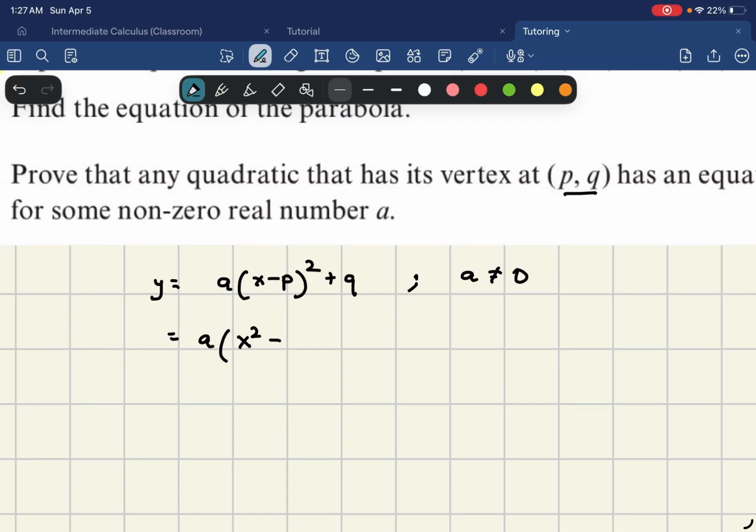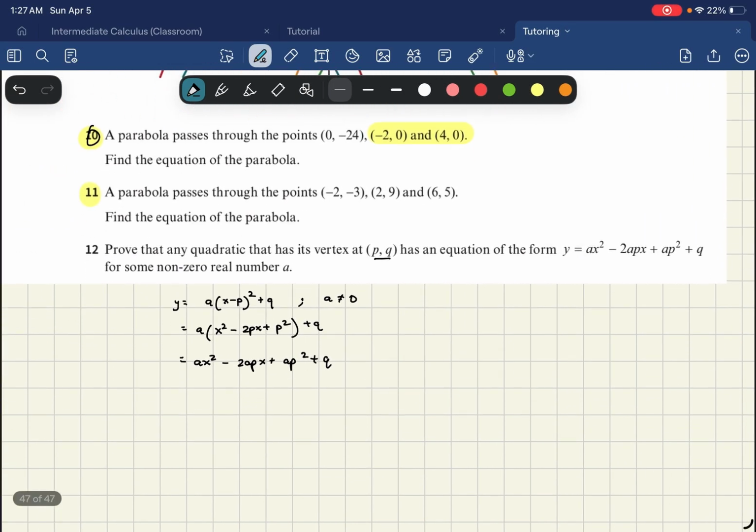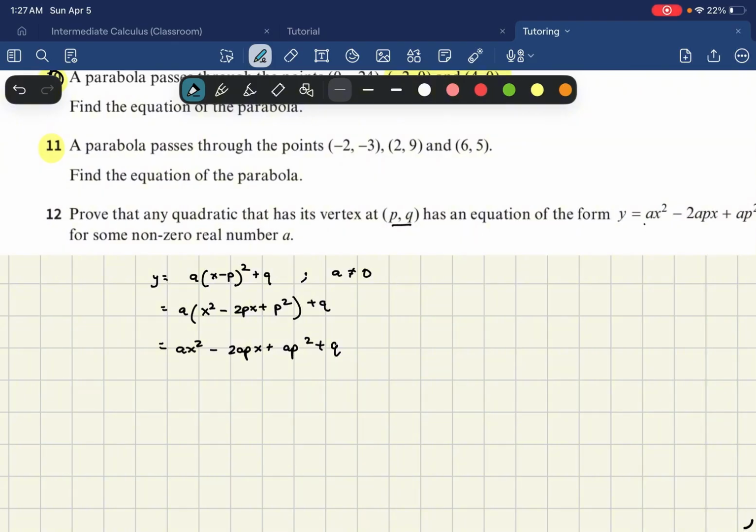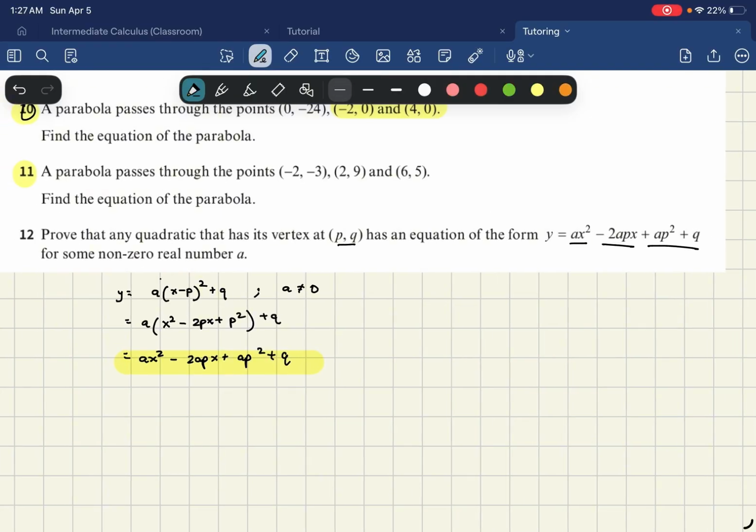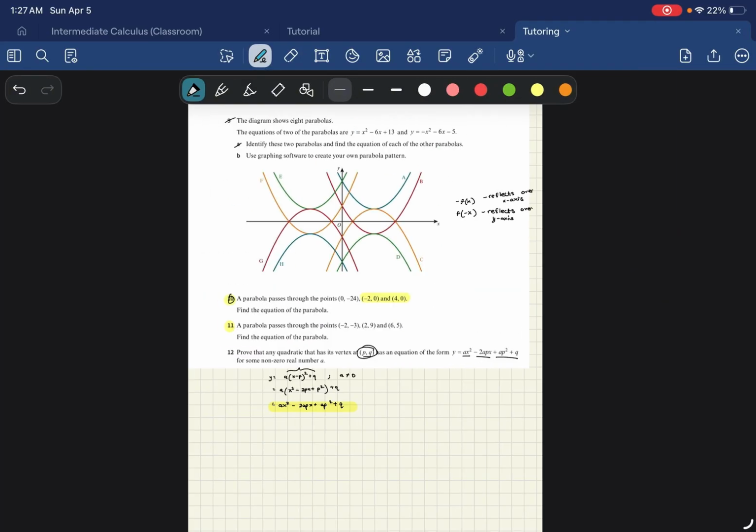So a(x squared minus 2px plus p squared) plus q is equal to ax squared minus 2apx plus ap squared plus q. And that is it. I think that is exactly what they want us to show. So ax squared minus 2apx plus ap squared plus q. Yep, pretty much. So you just want to use this form, the vertex form. You just want to plug it in and you get this expression. And that is it.